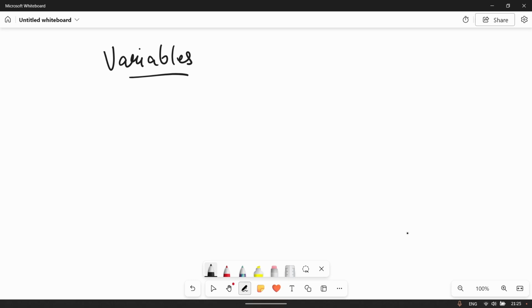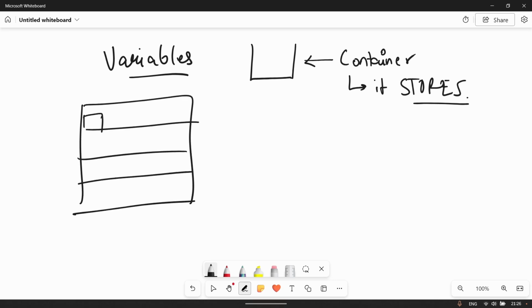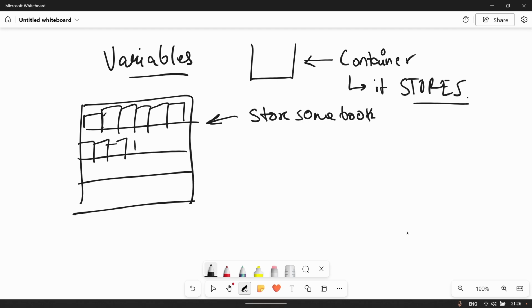Before that, let's say you have a box. What can you call this? You can call this a container. And what is the job of a container? It basically stores something. Let's say you have a bookshelf. A bookshelf is also a container. You have books in this, and what does a bookshelf allow you to do? You can either store some book, or you can access a book inside this.